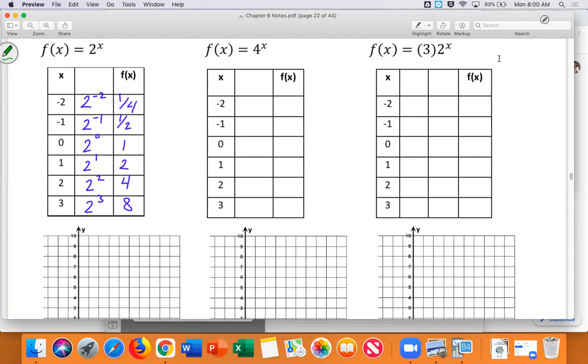All right, to fill this in would be 4 to the negative 2, 4 to the negative first, 4 to the 0th, 4 to the first, 4 to the second, 4 to the third. Nate, you feeling all right with that? Now, Nate, do you know what 4 to the third is? That's correct. What's 4 to the second? 4 to the first? Next one? 1. 4 to the negative first?